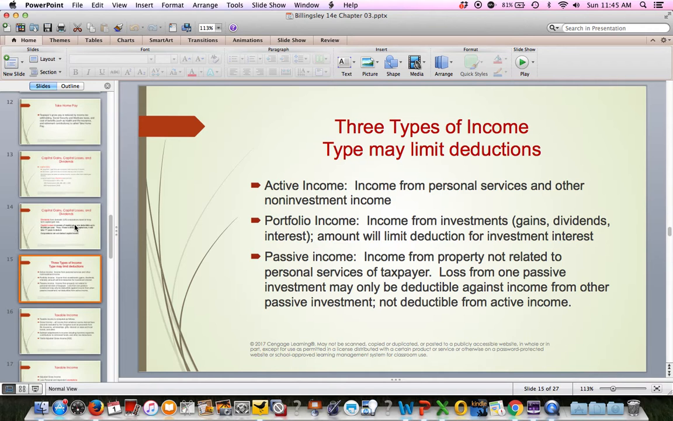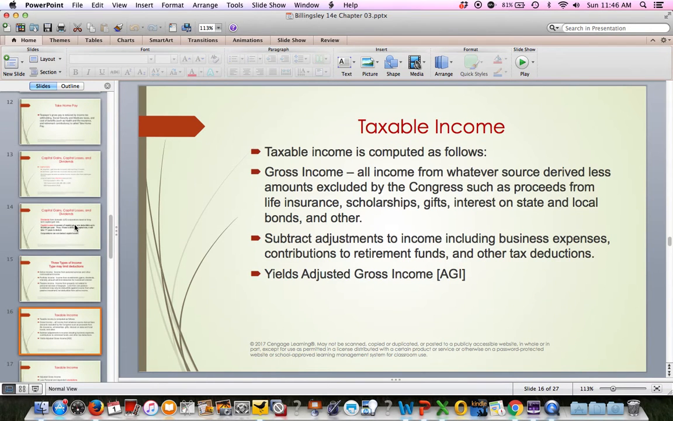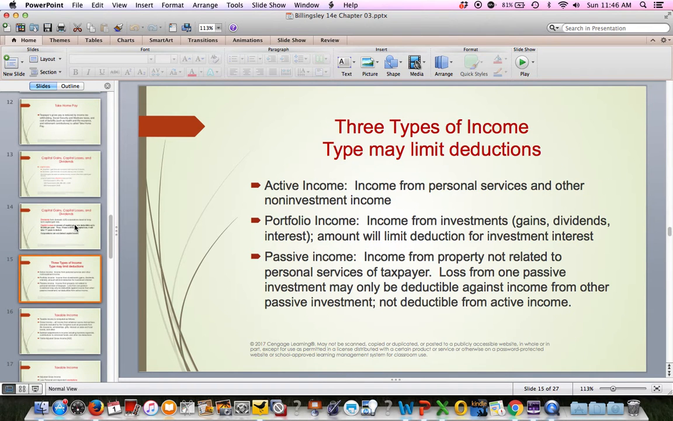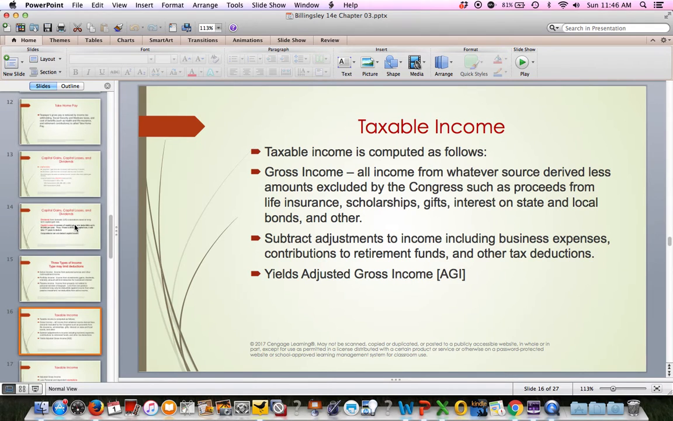Loss from one passive investment may only be deductible against income from other passive investments, not deductible from active income. So as you earn income, you have to figure out, is it active, portfolio, or passive, because tax rates and then deductions are all affected by each one. The vast majority of people, the vast majority of their income is going to be active. That's really the number one.